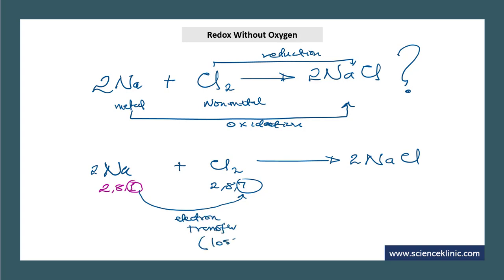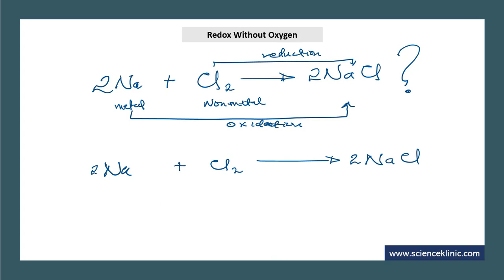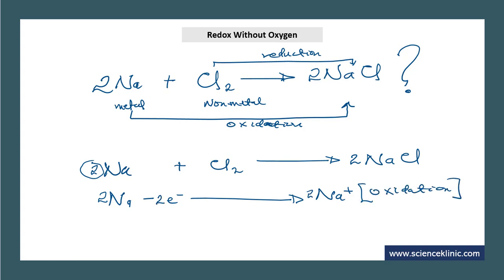And of course, we know that loss of electron is oxidation. So it means sodium undergoes oxidation. So let's write the half equation for this. Sodium will lose 1 electron. Sodium loses 1 electron to become sodium ion. And of course, we have 2 sodium atoms, so it means that 2 electrons will be lost, and now we're going to form 2 sodium ions. And this is oxidation.